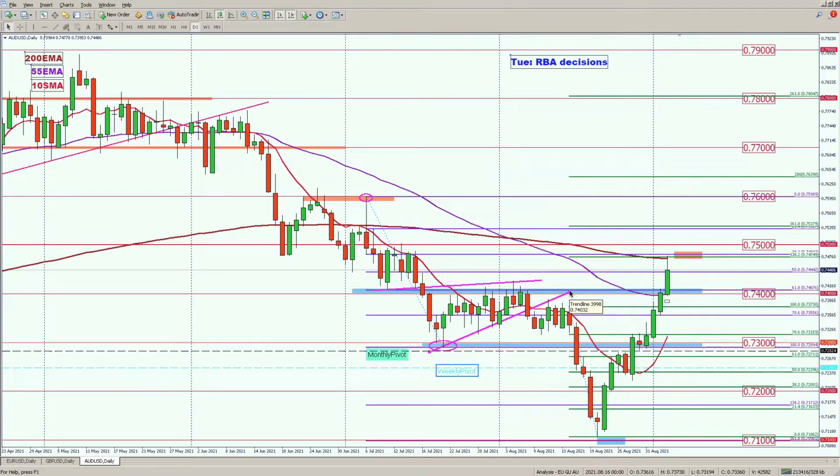Now let's see. Yeah, it has tested the extension of this lower trend line where it fell from this wedge, and climbed all the way back up to test this trend line here.